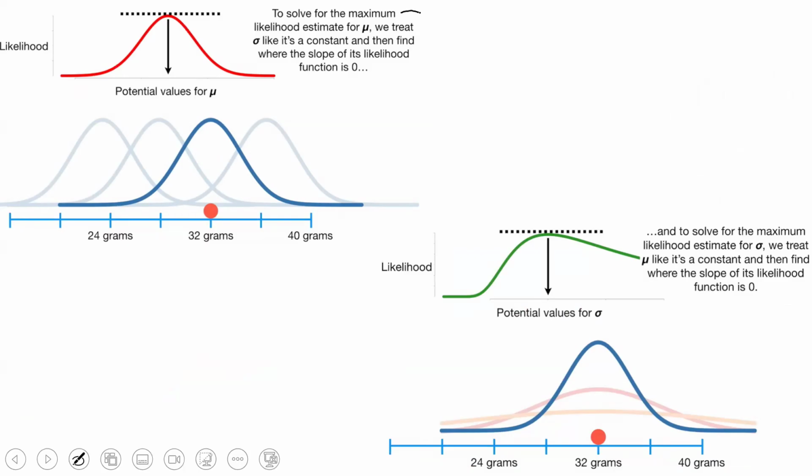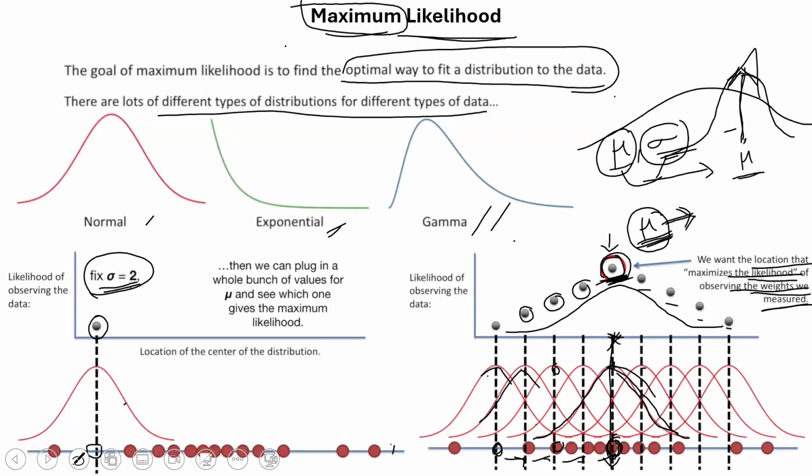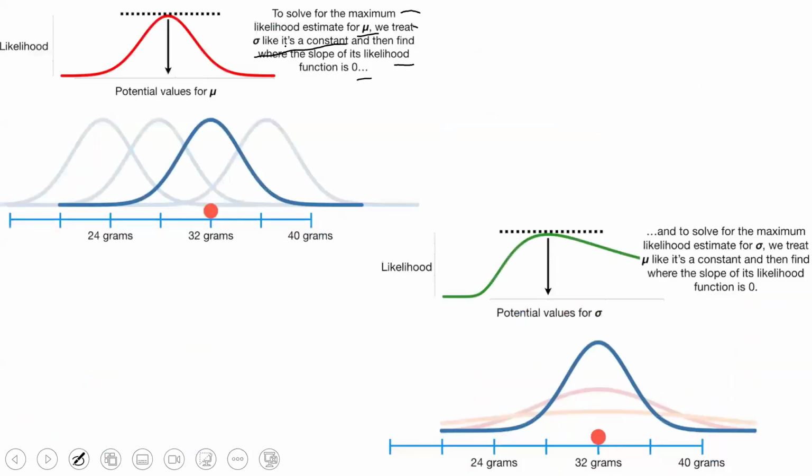To solve the maximum likelihood value for mu, we treat sigma like it is a constant, and then we find where the slope of its likelihood is equal to 0. That means if you draw a graph for all these points, wherever the slope is equal to 0, that is the maximum likelihood value for that particular curve. These are looking like discrete values. When we keep on measuring for different mu's, you can draw a continuous graph.